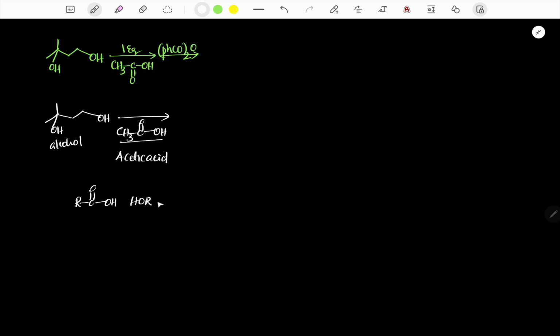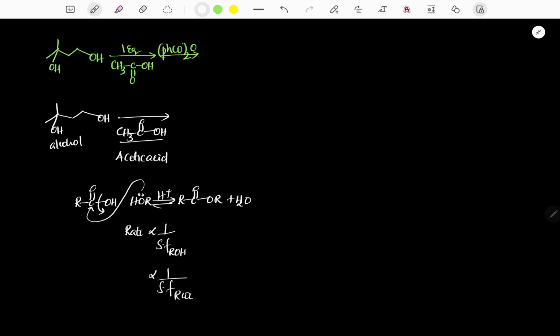When treated with the alcohol in the presence of H plus, the general reaction is lone pair attack, the leaving group will leave, and the corresponding carboxylic ester will form. And we know that the rate of esterification is inversely proportional to the steric factor of the alcohol and also inversely proportional to the steric factor of the carboxylic acid. In the case of benzylic carboxylic acid, it is directly proportional to the positive charge on the carbon, like these kinds of compounds if they are present.